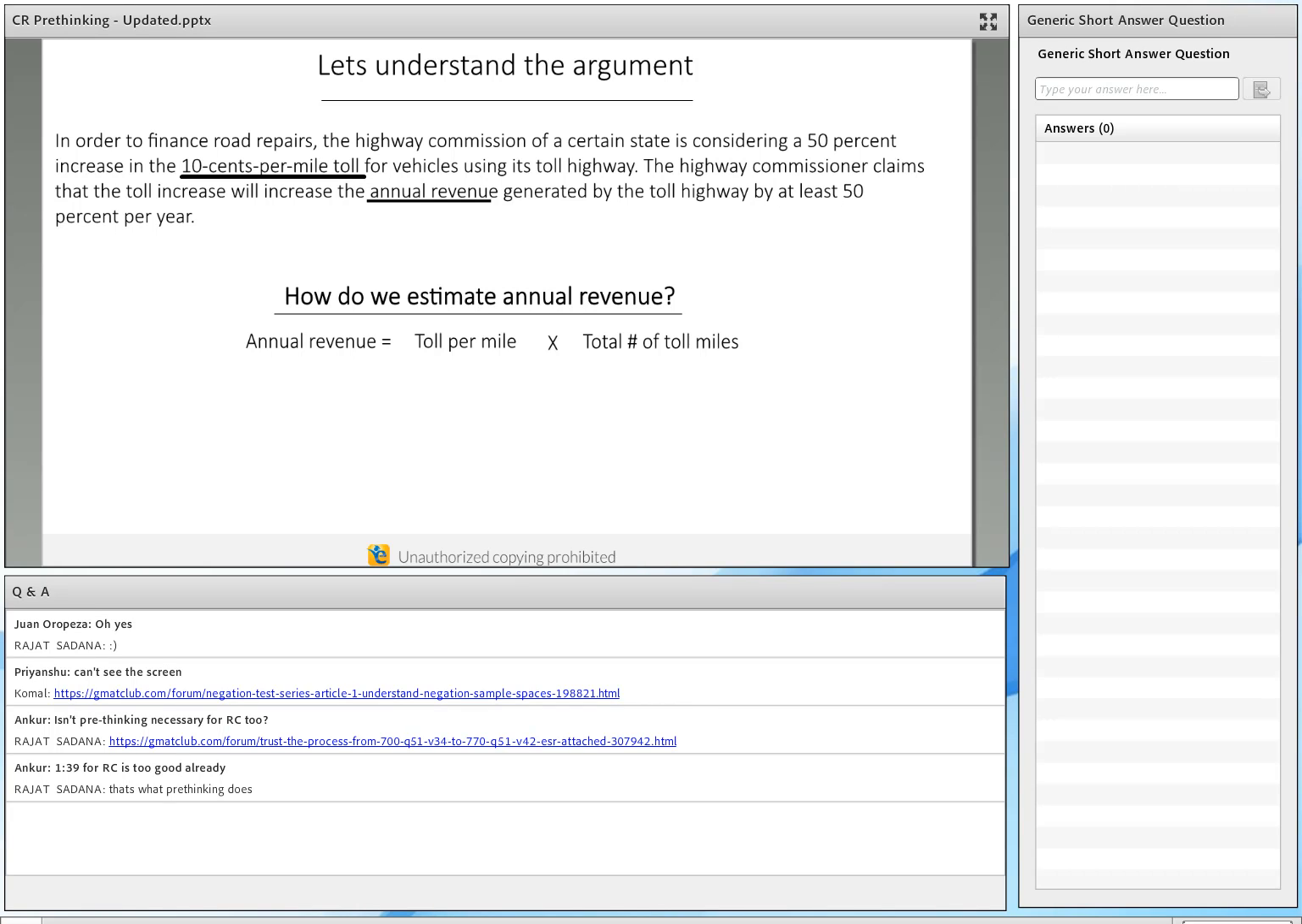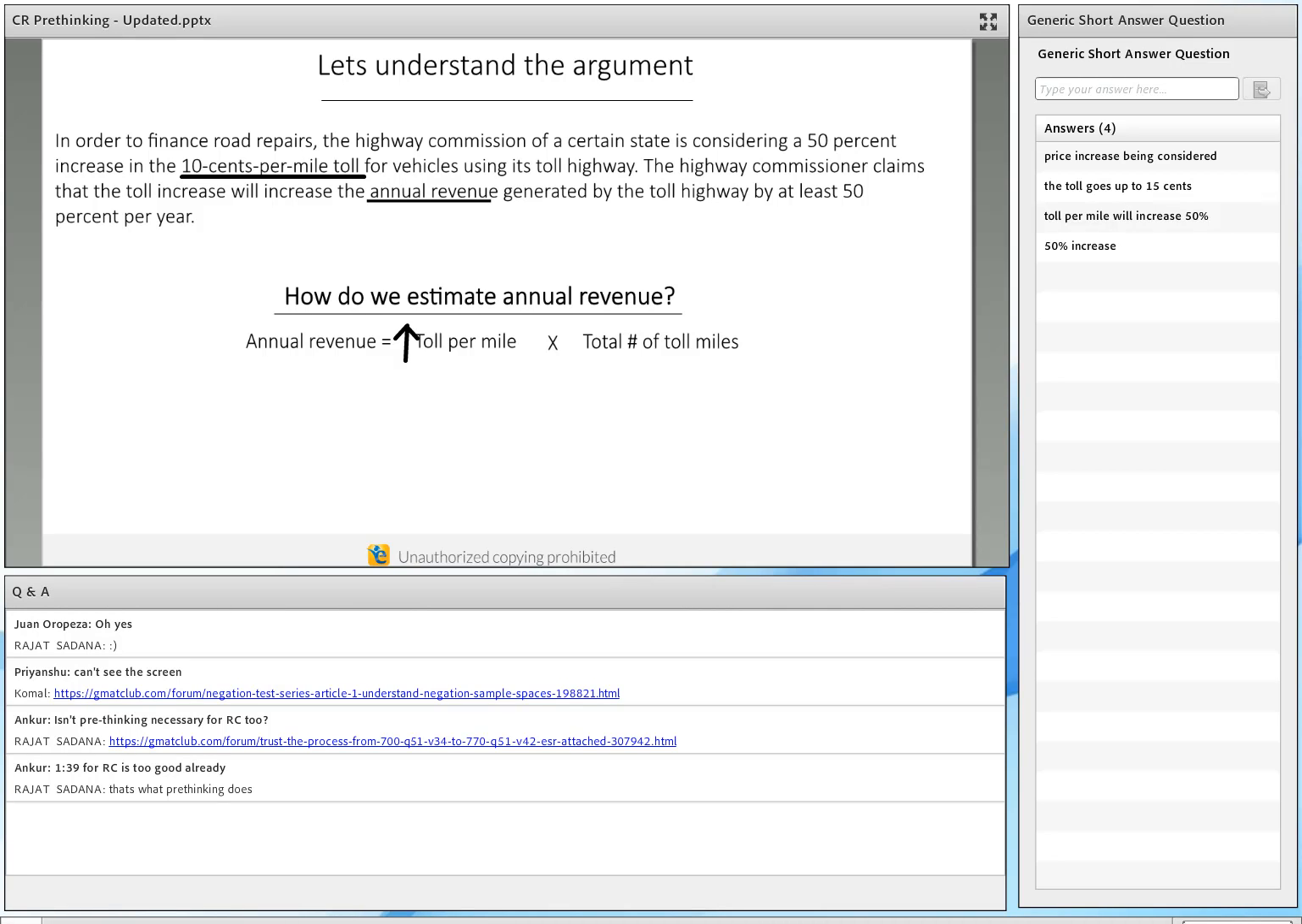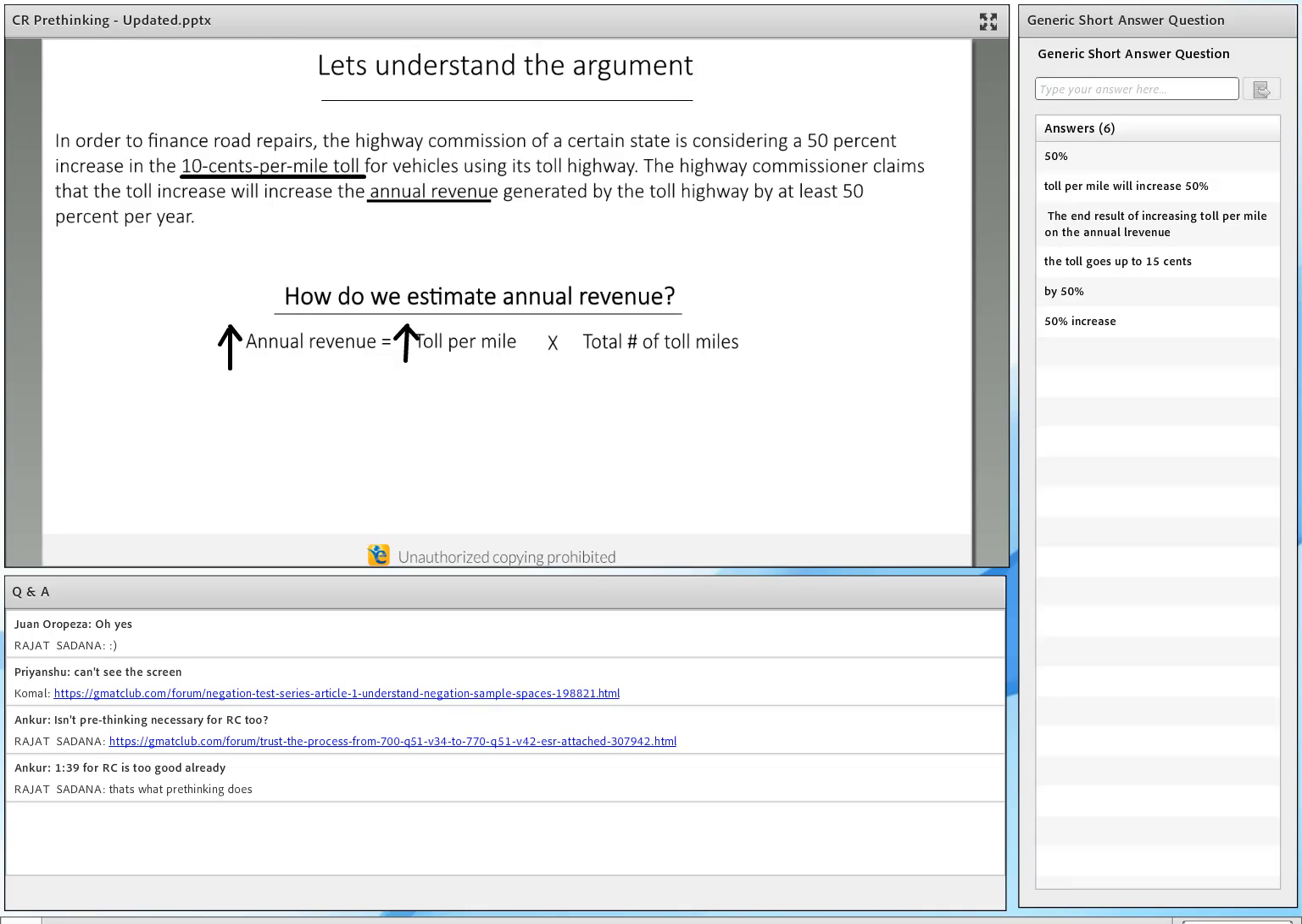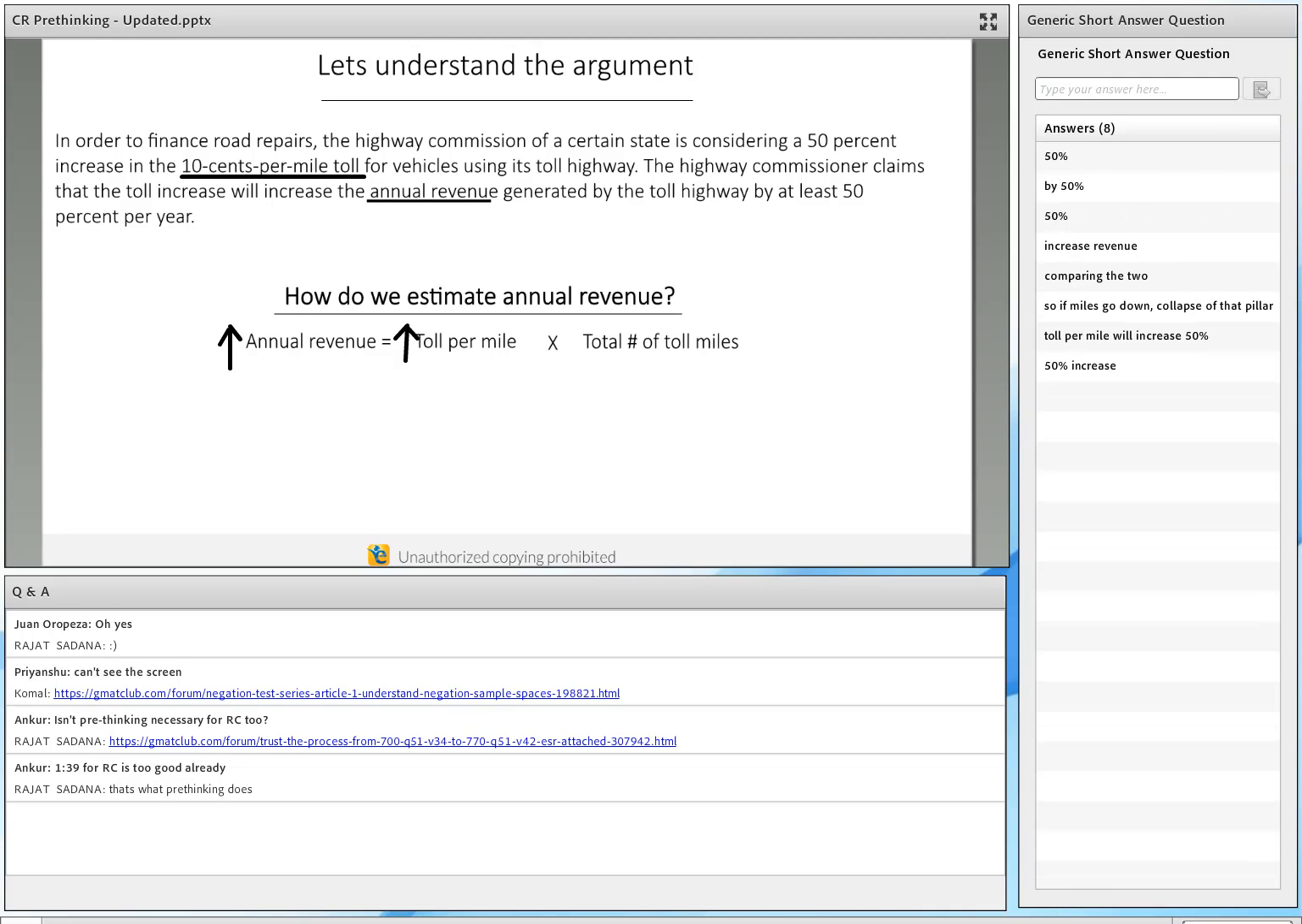So what else do we know given what else is given in the argument? This is an official question, by the way. What else is given in the argument? So, okay, the price increase being considered. So what is this going up by? Toll per mile. How much is this increasing? By 50%. Okay. And what do we want this to go up by? By 50%, at least. Okay. We want this to go up by at least 50%.